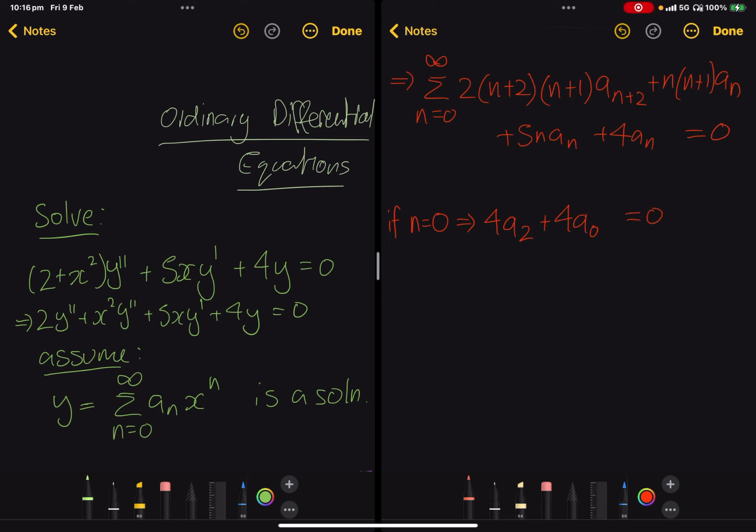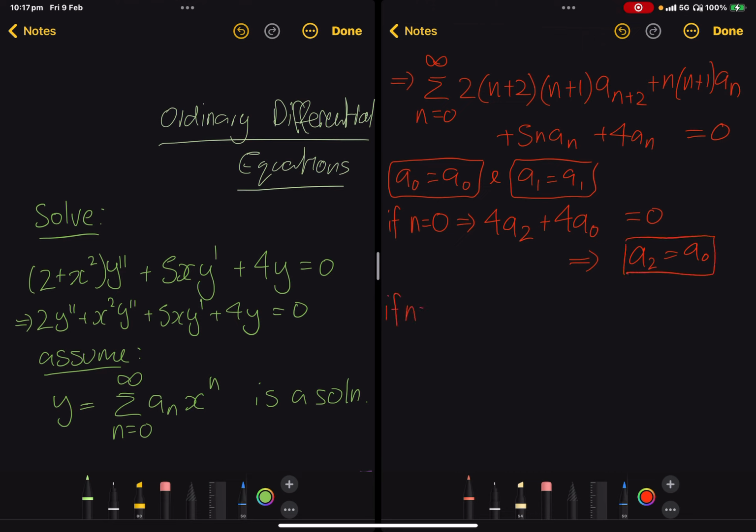So we get 4a2 plus 4a0 is equal to 0. This implies a0 is equal to a2, and we could write this as a2 is equal to a0. We know a0 is equal to a0, and we're going to say that a1 is equal to a1. These are just initial setups that we're going to do. And now we have a2 is equal to a0.